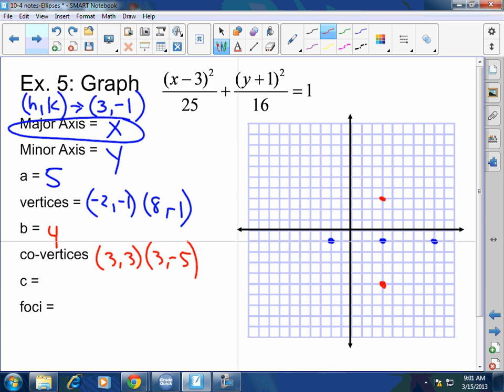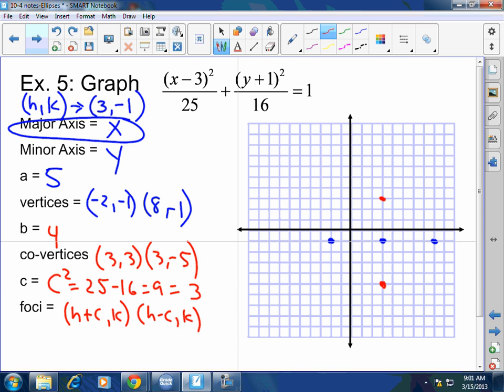Okay, now, of course, Mr. Moore is a bit of a stickler. He wants the c. So c squared equals a squared minus b squared, which equals 9. So c equals 3. Okay, there's only that one formula really you have to memorize here, guys. This is a major axis of the x, so the foci are h plus c comma k, good job, and h minus c comma k.